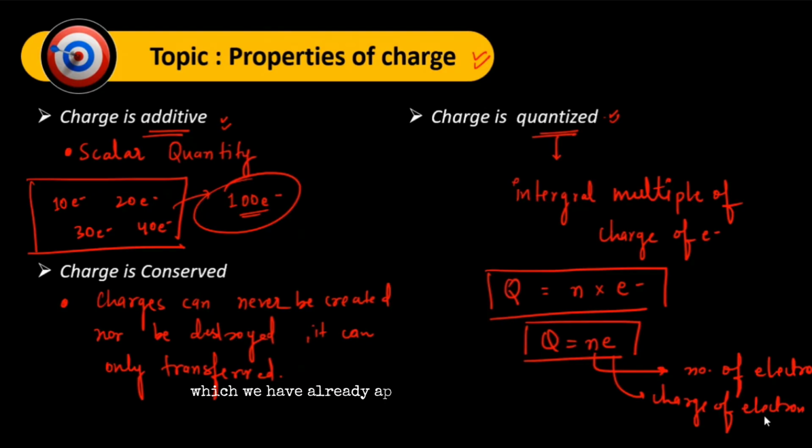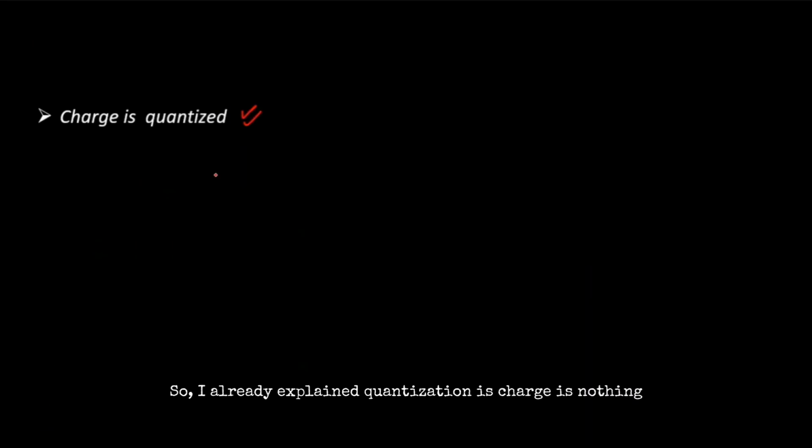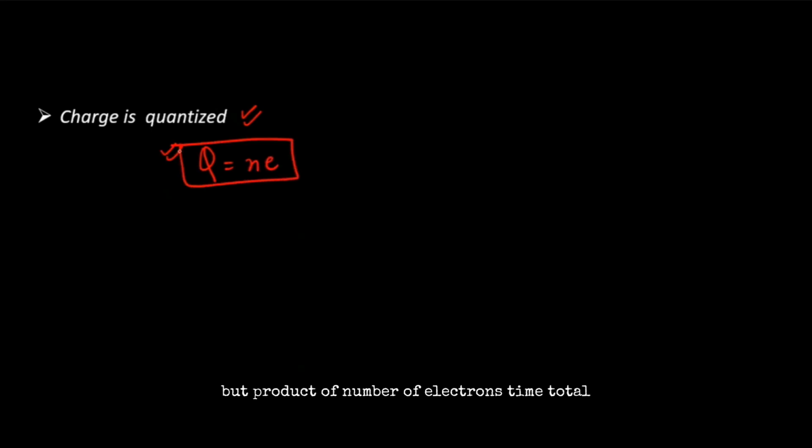So these are the most important properties about charges, and we need to understand them. This is something we have already applied in previous questions. That is the quantization principle. Again, that is something you need to keep in your mind. Let's move ahead. I already explained quantization means charge is nothing but the number of electrons times the charge of a single electron.